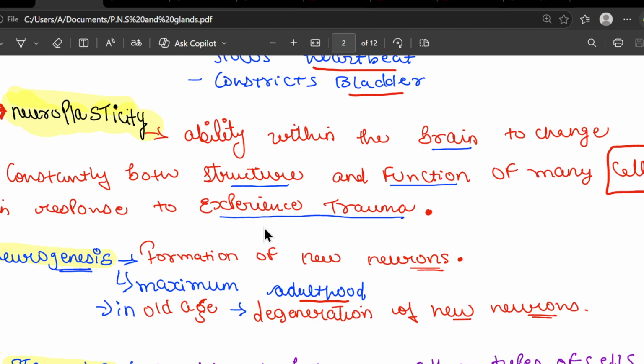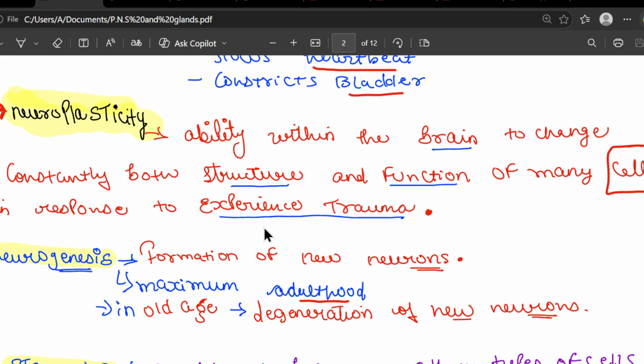Neuroplasticity concept. Let's understand what neuroplasticity is. When you have any trauma, any problem, any accident that happened to your brain, or any trauma in life, a mental health issue, your brain has this tendency of changing the structure and function of many cells. The cells you have in your body, we talked about neurons.